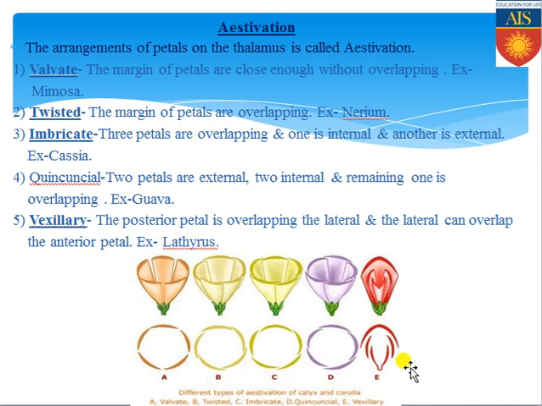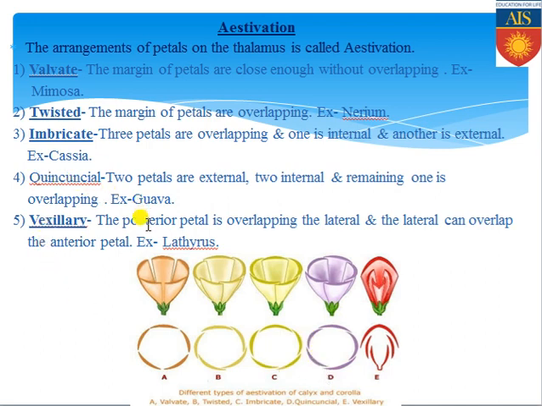Coming to the quincuncial, it is a type of estivation where two petals are external. You can see properly this petal is external and this petal is external. External means both of the edges or both of the margins will be outside, and two are internal, you can see this one and this one, these two are internal, and one remains in the overlapping condition. So this one is the overlapping. So for that reason, two outside, two inside, and one overlapping. That's why they are known as quincuncial.